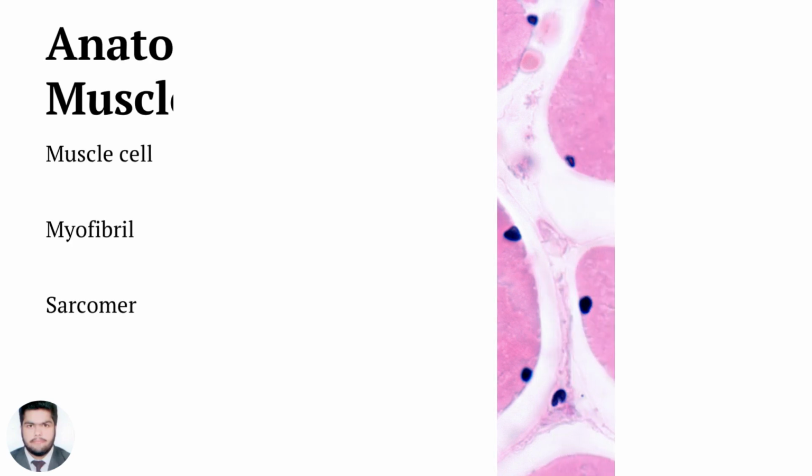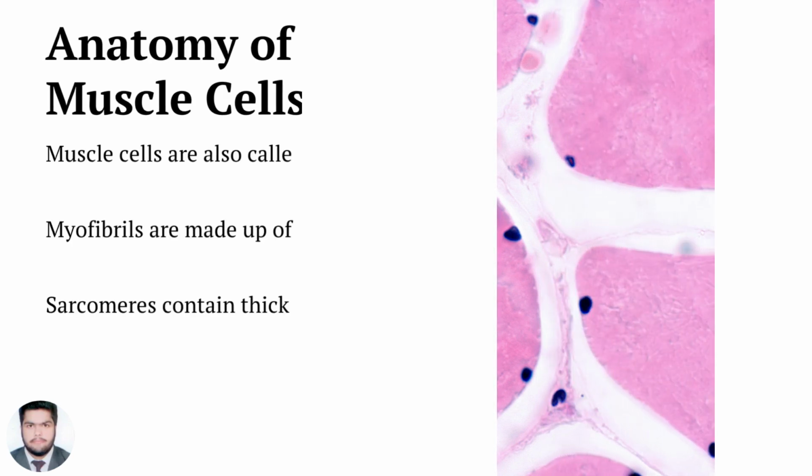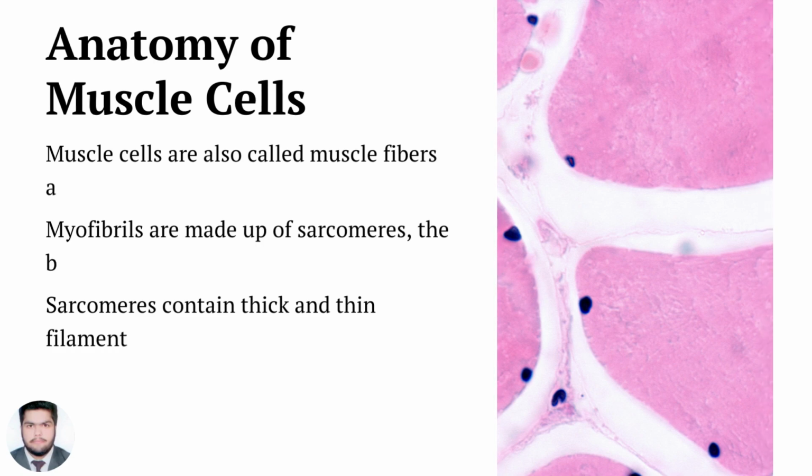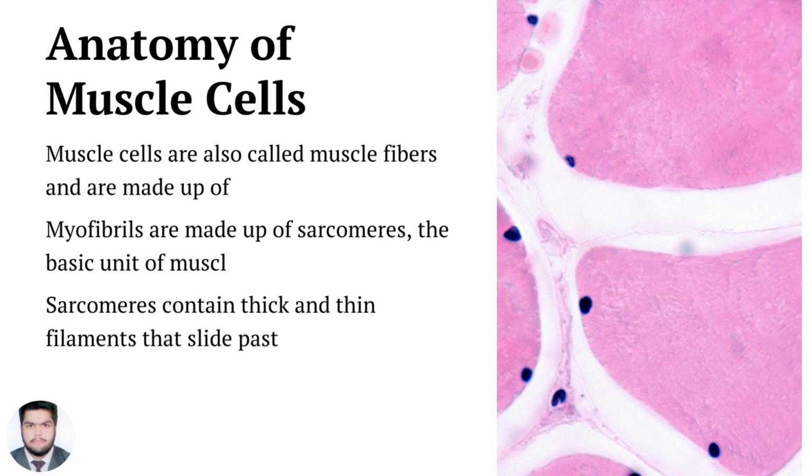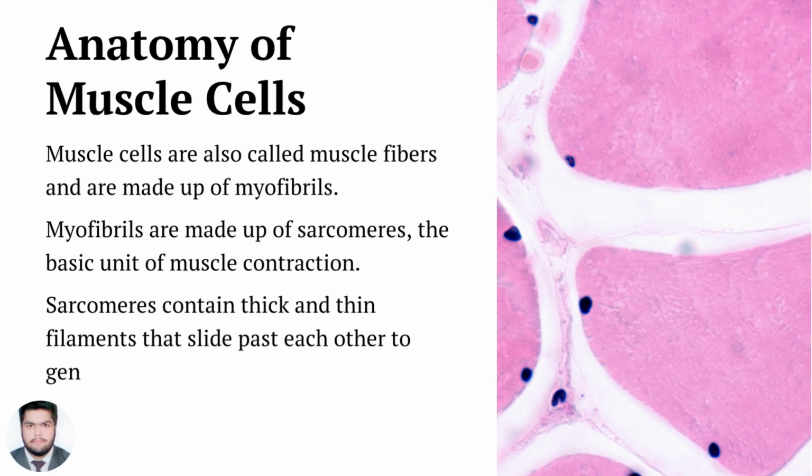Anatomy of muscle cells. Muscle cells are also called muscle fibers and are made up of myofibrils. Myofibrils are made up of sarcomeres, the basic unit of muscle contraction. Sarcomeres contain thick and thin filaments that slide past each other to generate force.